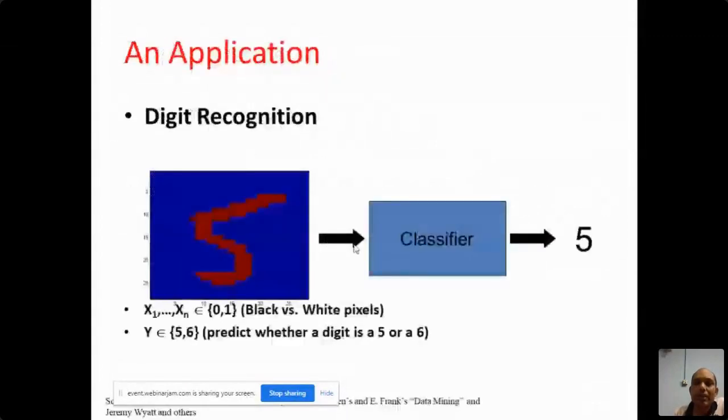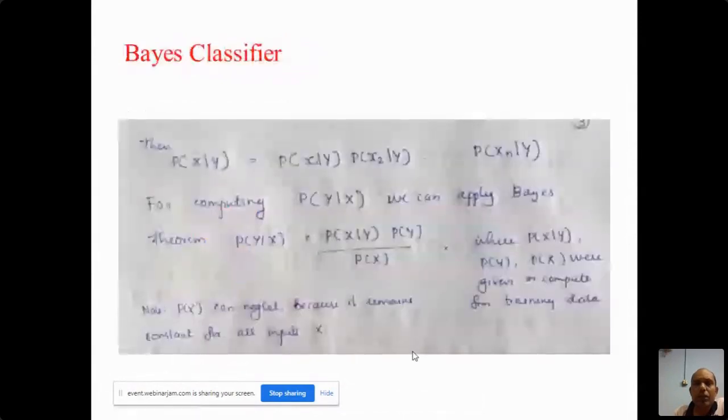See a simple example here. Here it is written 5. We have two classes, 5 or 6, so whether it will predict 5 or 6. Based on the pixels, it will decide whether the digit written is 5 or 6. Let us discuss with the example.